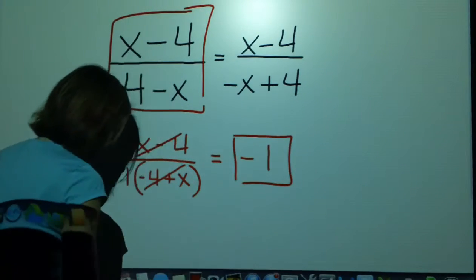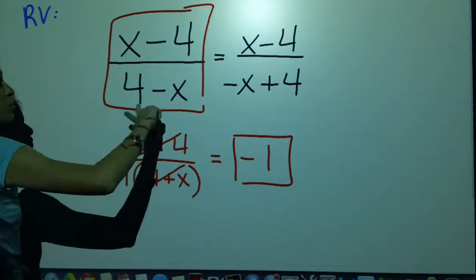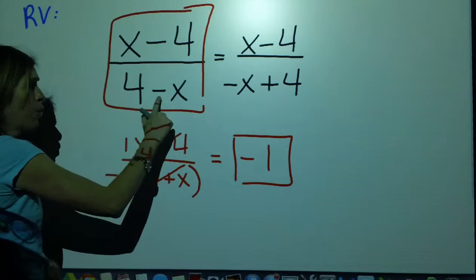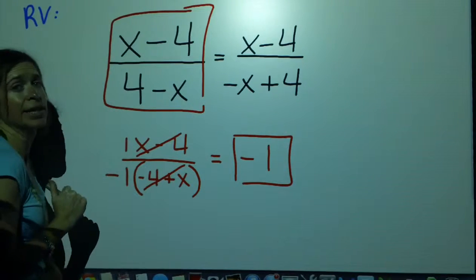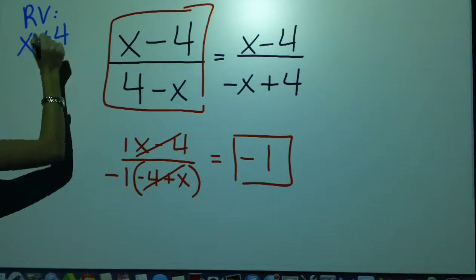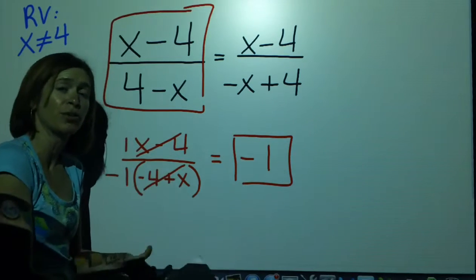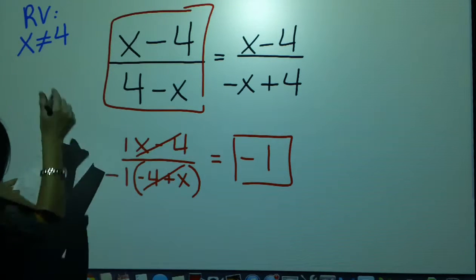Oops, we forgot to do our restricted value first. Our restricted value. What value in the original expression would make the denominator 0? 4 minus what would give me 0? Hope you're saying and seeing that it has to be 4. So x cannot be 4 in this expression, or we're going to get a denominator of 0, which is an undefined value, and thou shalt not divide by 0. Okay? All right, let's do another one.